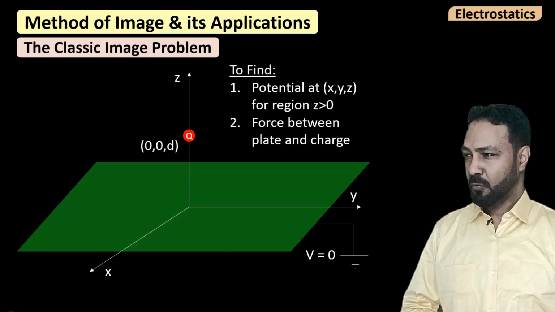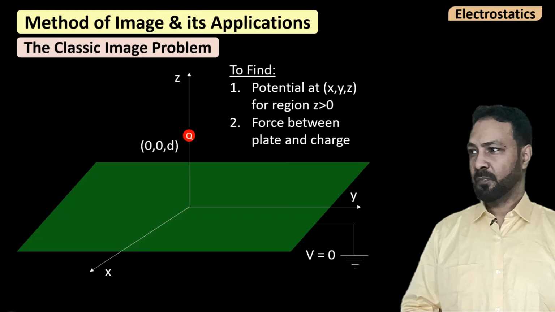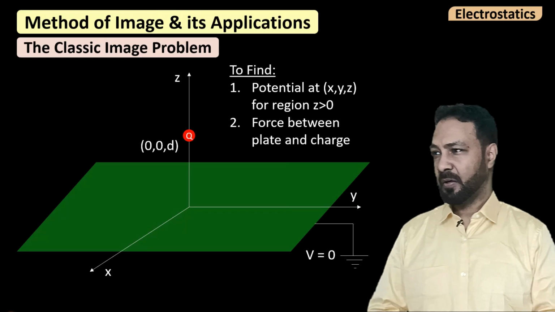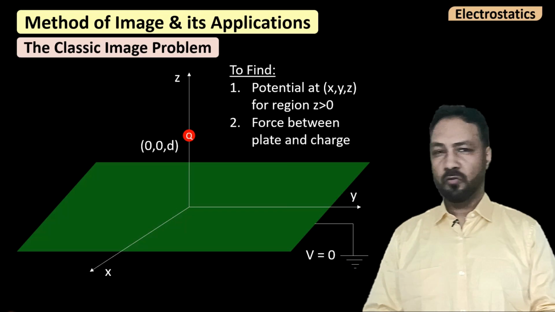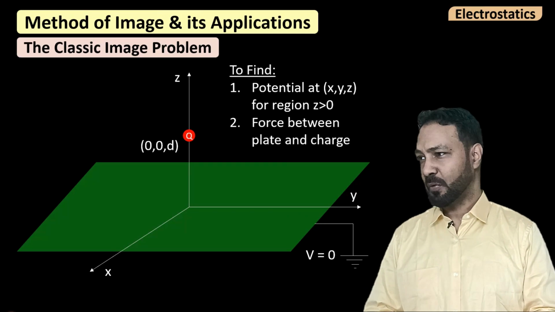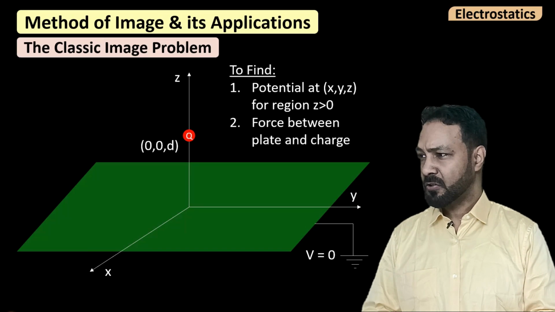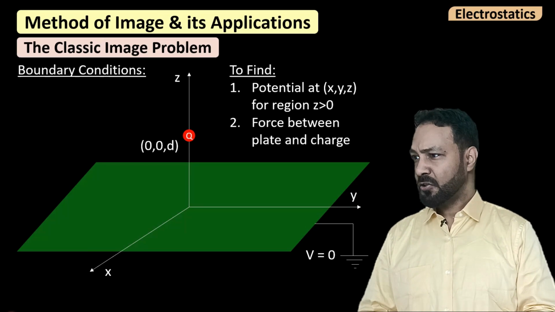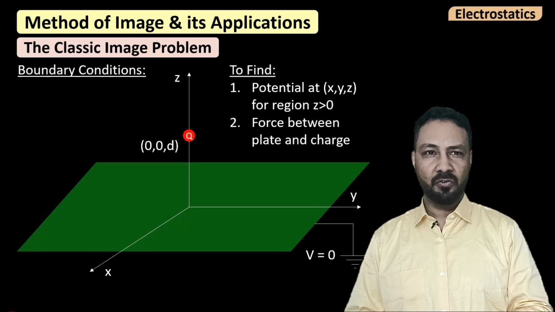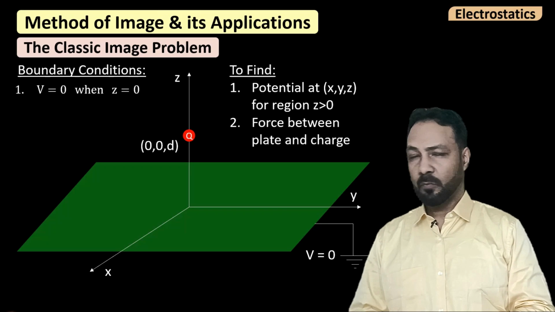the charge will distribute in a very complicated way, so there is no way I can find the potential and the force by the normal Coulomb's method. So I will have to look for an alternative charge distribution that gives me the same boundary conditions as this. So what are the boundary conditions for this distribution? At z equals 0, where the sheet itself is, the potential is 0. That is one condition.